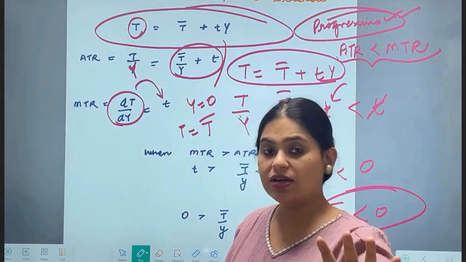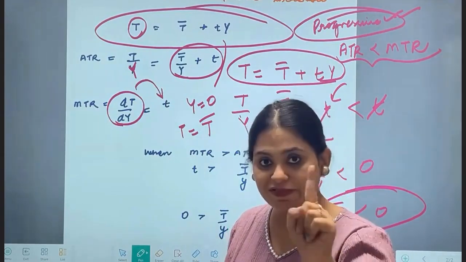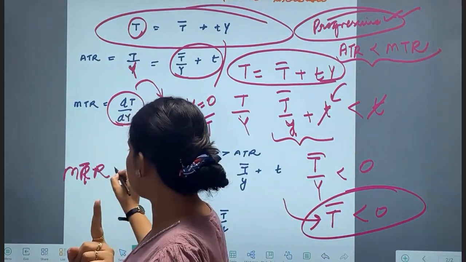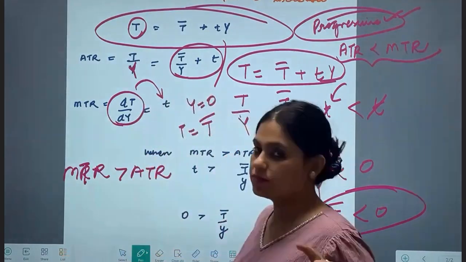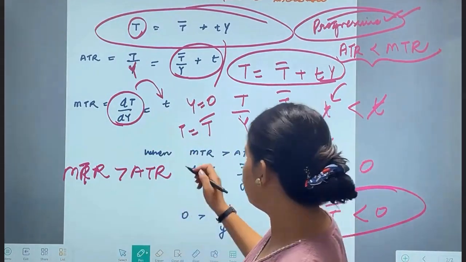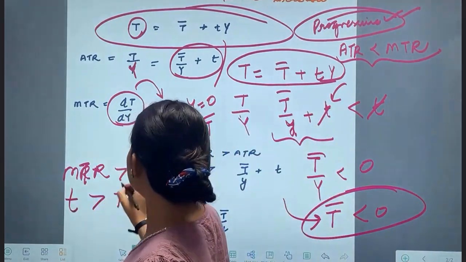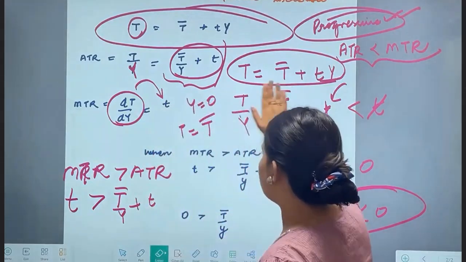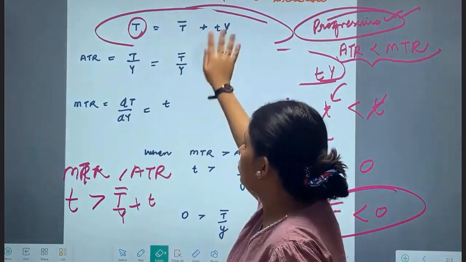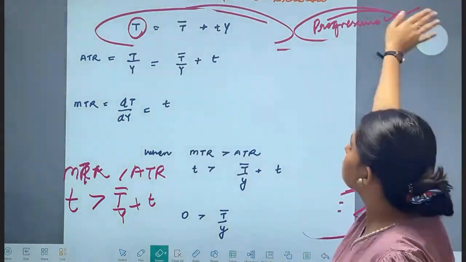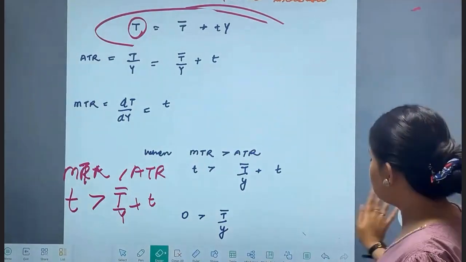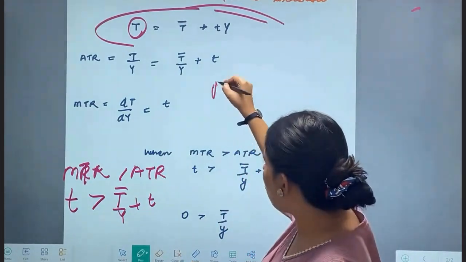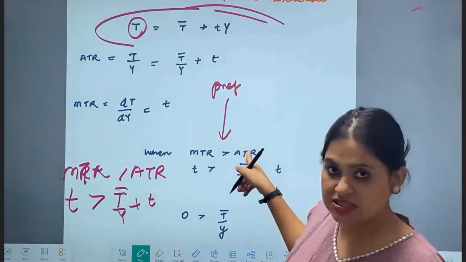Now what is happening? For progressive tax, the MTR is greater than ATR. MTR is greater than ATR. What was MTR? Small t. T is greater than ATR, and what was ATR? This whole value, t bar by y plus t. It means remove everything else, just look into this much. So MTR is small t. ATR is t bar by y plus t. So what are we saying? We are saying for progressive tax MTR is greater than ATR.